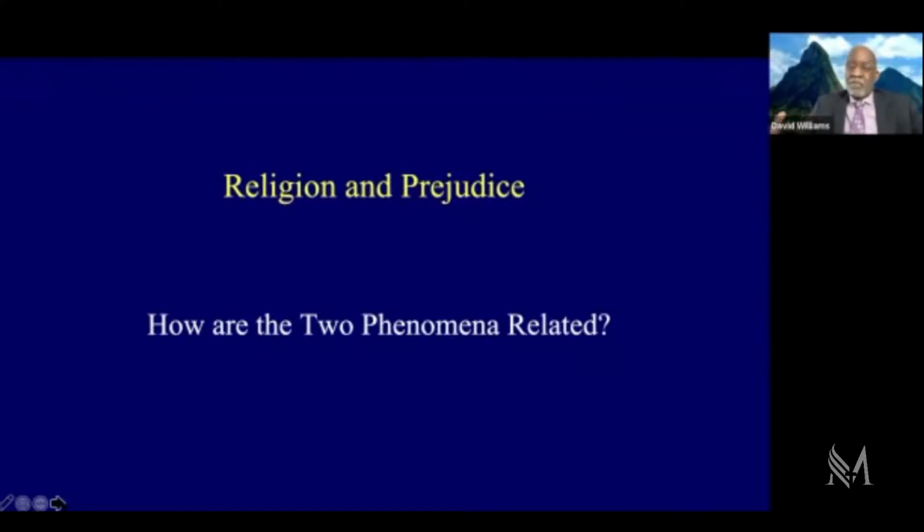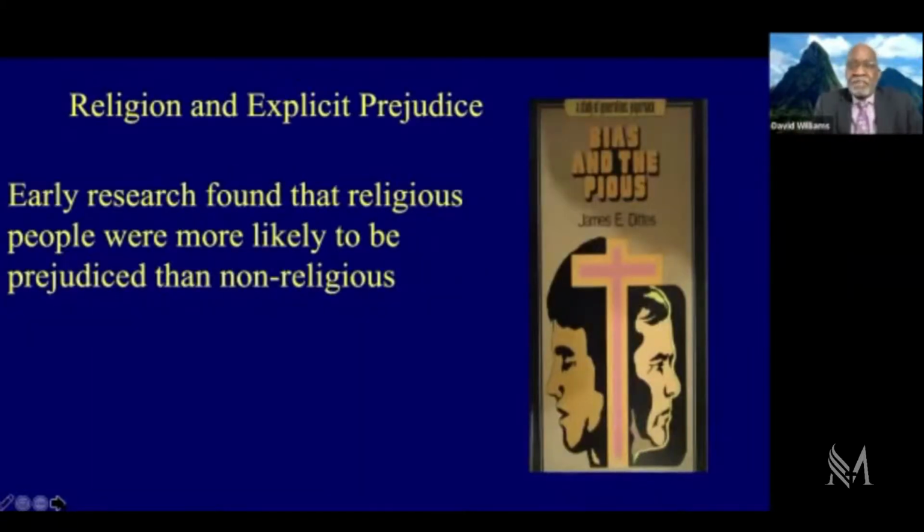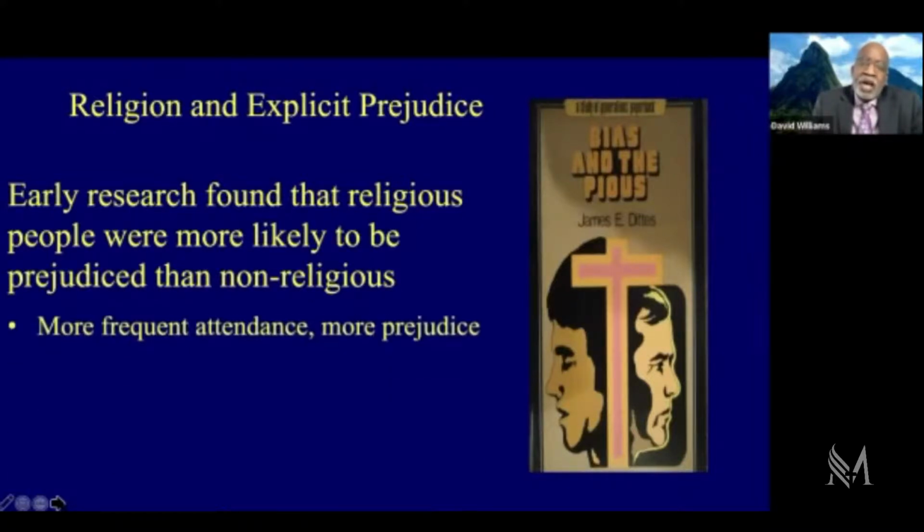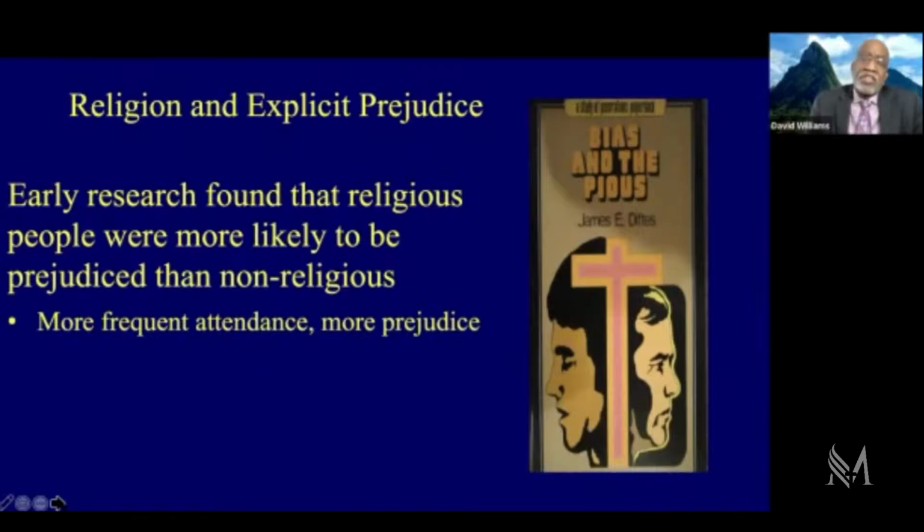And I've talked about implicit bias, but we can't solve the problem if we also don't discuss explicit bias. So how is race and prejudice related? An early study published back in the 70s was entitled The Bias and the Pious. It found that the more religious you were, the more likely you were to be prejudiced, and religious people were more prejudiced than non-religious people. The more frequently you attended church, the more racially prejudiced you were.